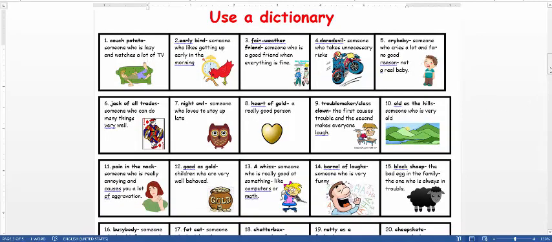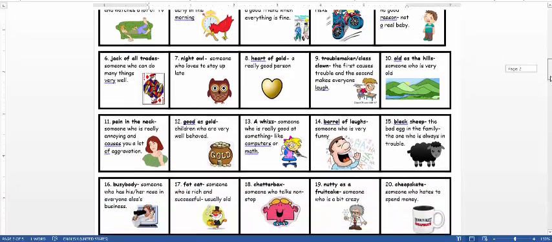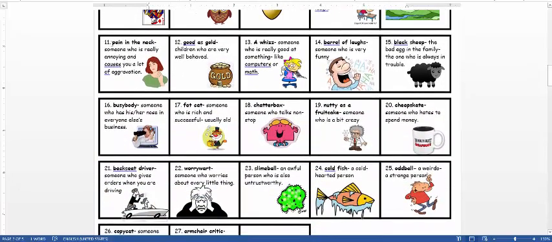So through a sentence, we got a contextual clue, and we also got a contextual clue with the help of this picture. So the picture and sentences, both of them are giving us contextual clues. And look at this one, the lady, pain in the neck. See, pain in the neck is someone who is really annoying and causes you a lot of aggravation, right?